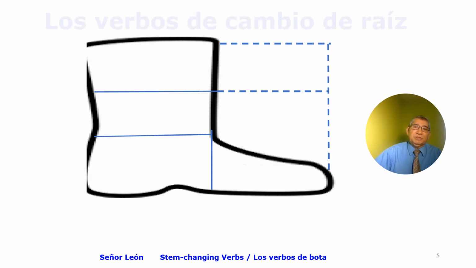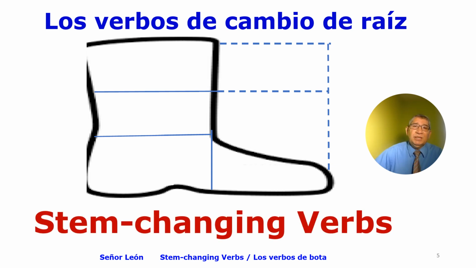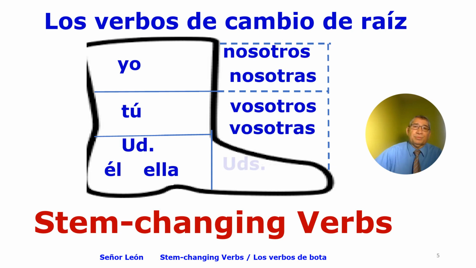When we're talking about boot verbs, stem changing verbs, o los verbos de cambio de raíz, como decimos en español, es importante saber cuáles formas van a cambiar. It is important to know which forms are going to change. As you notice in the boot, the yo, the tú, usted, él, ella, and ustedes, ellos, and ellas are inside the boot. Those are the ones that are subject to change, while the nosotros and nosotras forms, vosotros and vosotras forms, stay out of the boot.